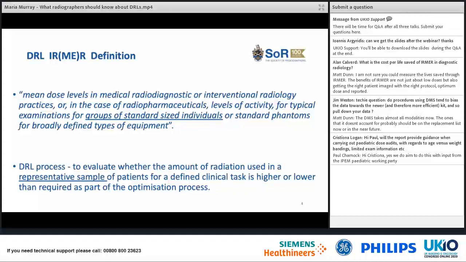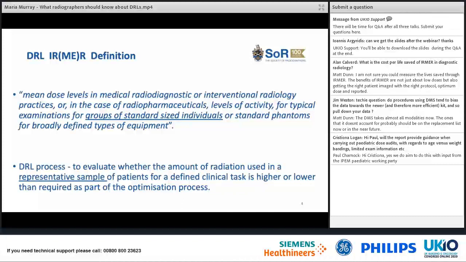The review process is a way of evaluating whether the amount of radiation used in a representative sample of patients for that defined clinical examination, say for example a CT head, is higher or lower than is required as part of the optimization process. So basically, DRLs are a standard for comparison, quite simply.